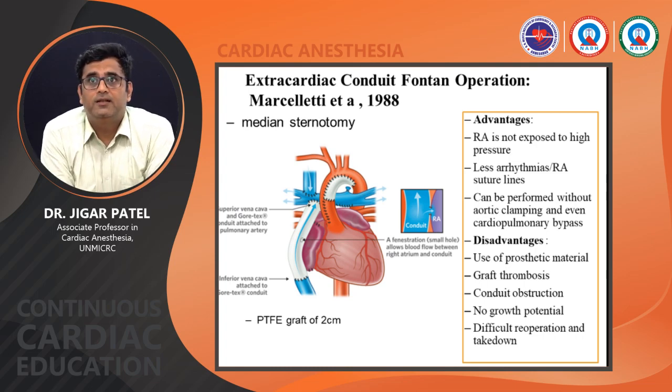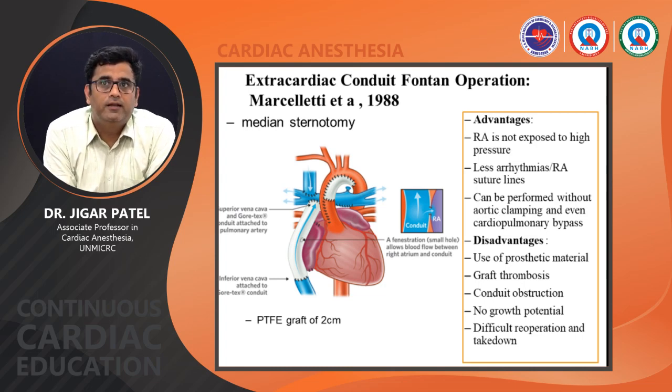It has some advantages, like the right atrium is not exposed to high pressure. It is less arrhythmogenic as there is no RA suture line, and it can be performed with or without aortic clamping and even without cardiopulmonary bypass. The disadvantage is that you have to use prosthetic material, there is a high chance of graft thrombosis and conduit obstruction, there is no growth potential as it is a prosthetic material, and it is difficult to reoperate and take down this surgery, this shunt.